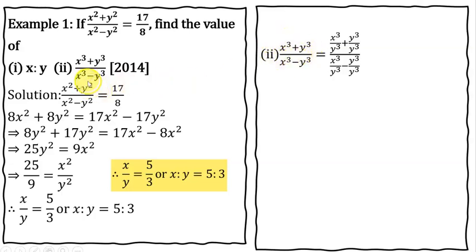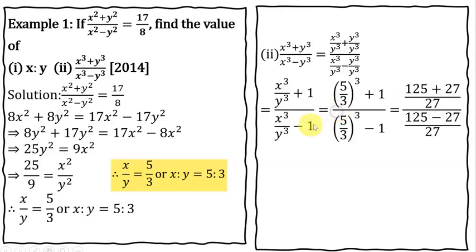Next, we find out the value of (x cube plus y cube) upon (x cube minus y cube). Now divide numerator and denominator by y cube. Then you will get (x cube upon y cube plus 1) upon (x cube upon y cube minus 1). Now, what is the value of x upon y? It is 5 by 3. So (5 by 3) cube plus 1, upon (5 by 3) cube minus 1. Then simplify. 5 cube is 125 upon 27, so 125 upon 27 plus 1, and next 125 upon 27 minus 1.